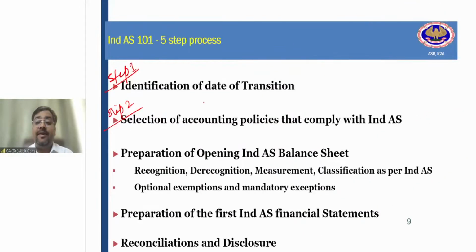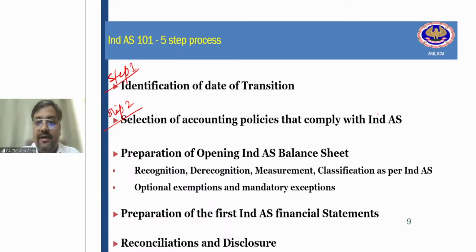Then we started reading a 5-step process. Ind AS 101 is nothing but a 5-step process. The first one is identification of the date of transition. What is a transition date? The transition date is the opening of the comparative period. Why is the transition date required? It is required because when you convert from IGAAP to Ind AS, you have to migrate. You have to convert your AS balances into Ind AS balances, right?